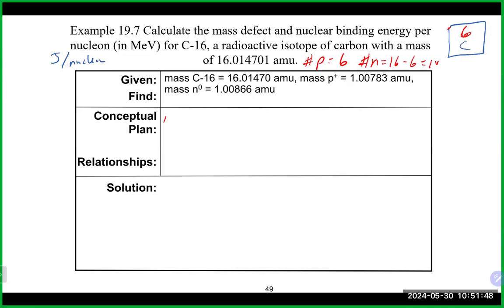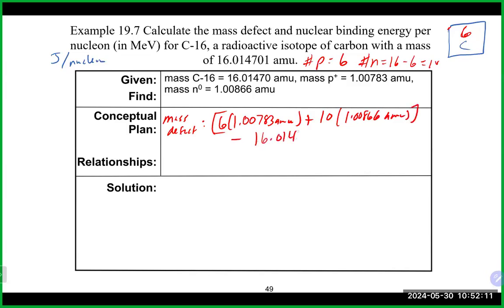So we can calculate our mass defect by taking our number of protons, which is 6, times the atomic mass of a proton. We'll use the number that's on the slide. And we're going to add it to 10 times our atomic mass for our neutron. We then will subtract it from 16.014701, which is the atomic mass of our isotope. And that's going to get us 6.1007883.